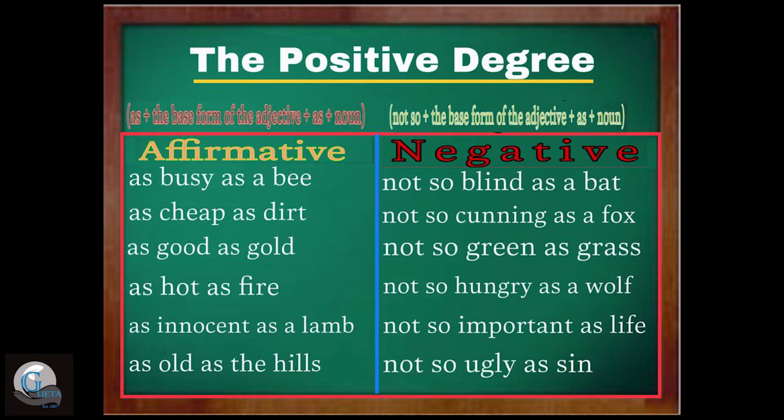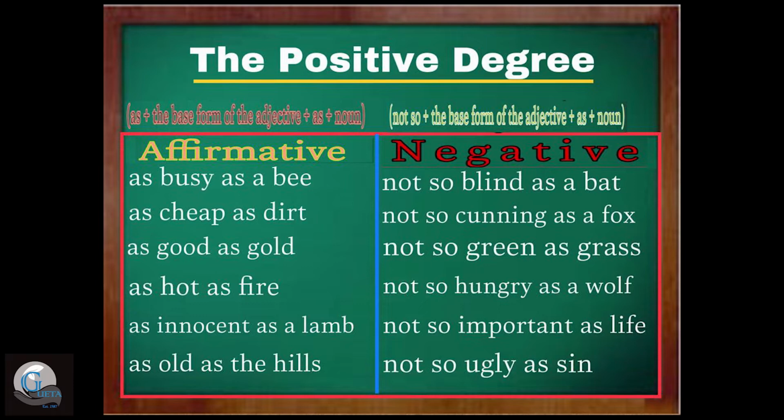In the second part of the playlist, we will discuss how to change the positive into other degrees. We use the positive degree to say that two things or persons are equal or not equal to one another with regard to some quality they share.